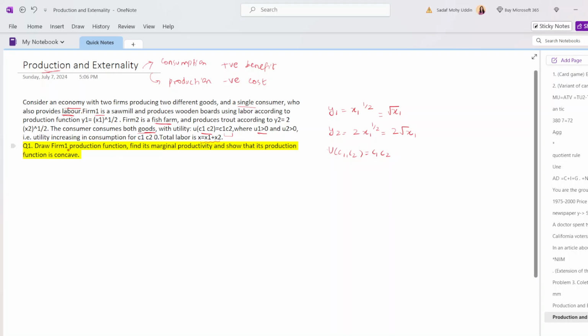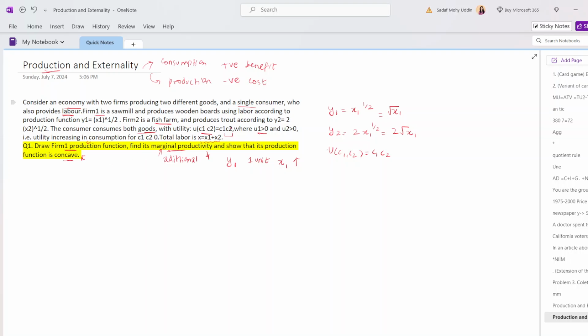So the first question of interest here is we are supposed to draw Firm 1's production function. We have to find its marginal productivity, and we have to show its production function is concave. We'll get back to this first part once we declare whether it's a concave or a convex function. So the first thing here is to find marginal productivity. Marginal here means additional, productivity here means production. So how much more y1 will be produced when 1 unit of x1 increases. That's what marginal productivity means.